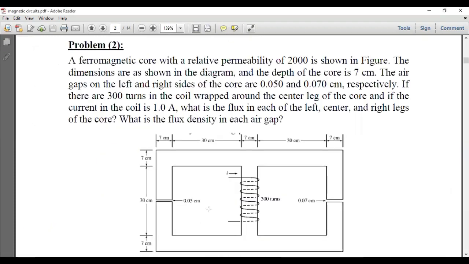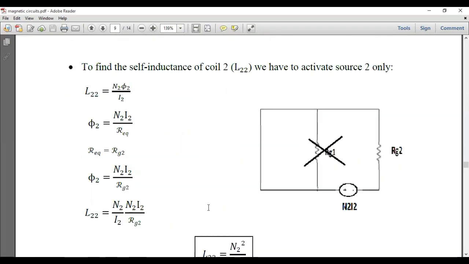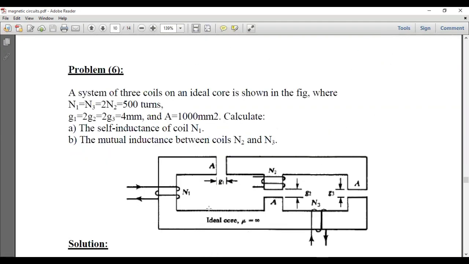Now we are moving towards problem number 6. The problem statement of the sixth question can be found over here. This is a little bit complicated circuit in which we can see a winding on the left branch, a winding on the central branch, and a winding at the lower right branch.